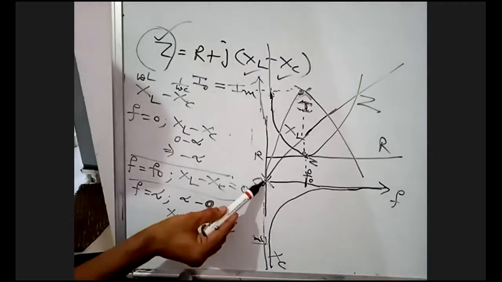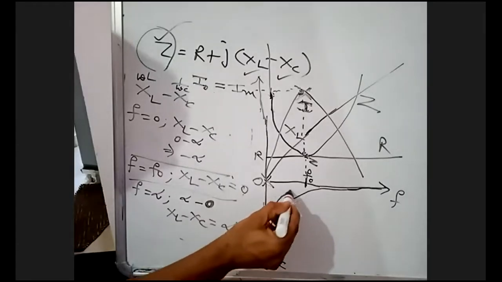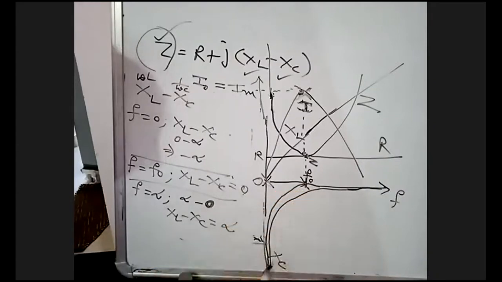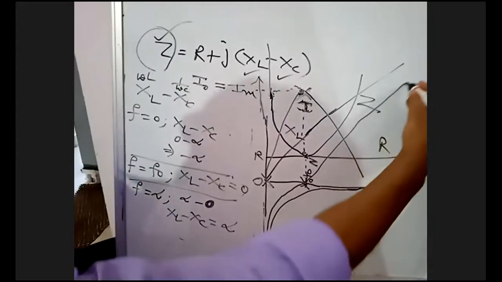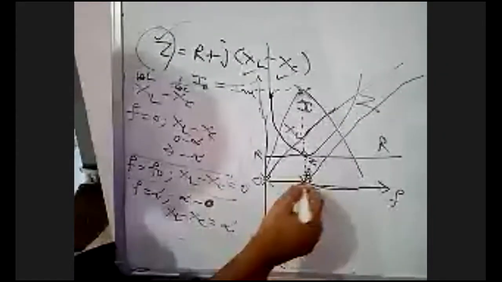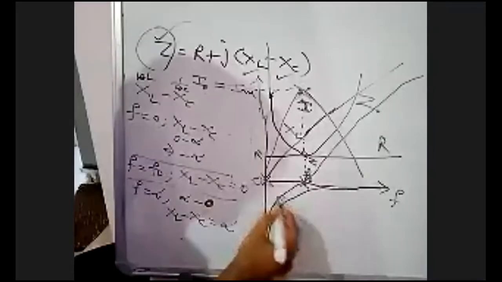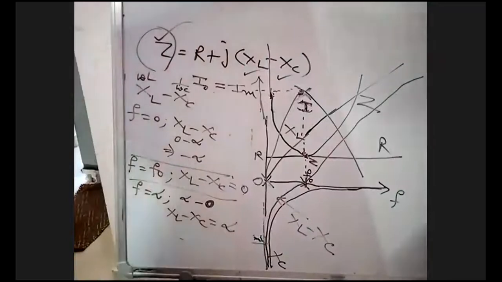Now start from f equal to 0. Minus infinity is here. At f naught, what is the value? 0. So minus infinity to 0, and again from 0 it will go to plus infinity. Is this graph clear? This is XL minus XC. Now we have completed the graphs.